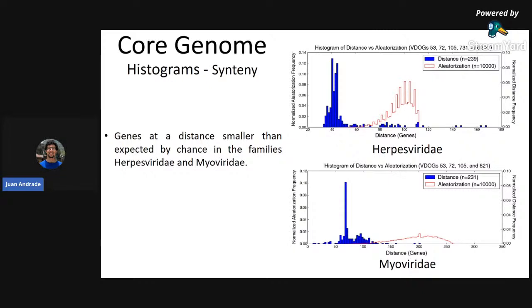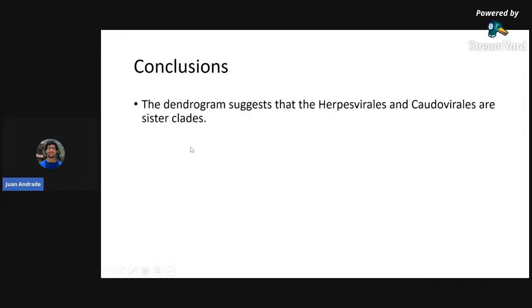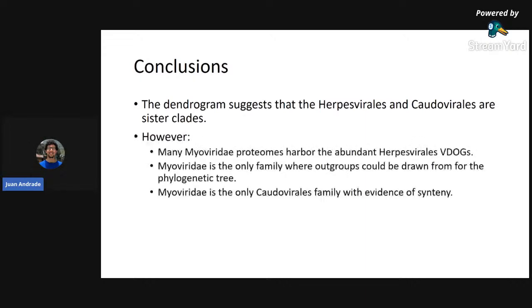So taking all of this into account, all of the results that I mentioned, what can we conclude? So first thing is that the dendrogram does suggest that the Herpesvirales and Caudovirales are sister clades. However, the analysis that we did regarding the core genome yielded some interesting results, which were that many Myoviridae proteomes harbor the abundant Herpesvirales VDOGs, as we saw in the heatmap. Myoviridae is actually the only family where we could find outgroups for the phylogenetic tree. And Myoviridae is the only Caudovirales family with some evidence of synteny of these potential Herpesvirales core genomes.